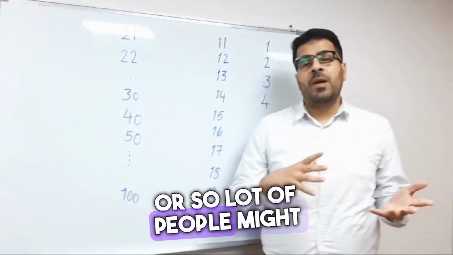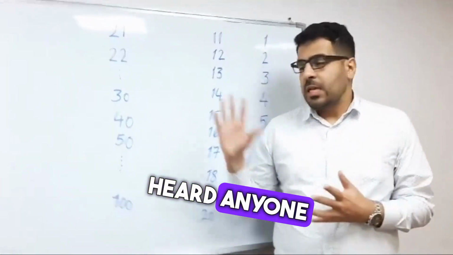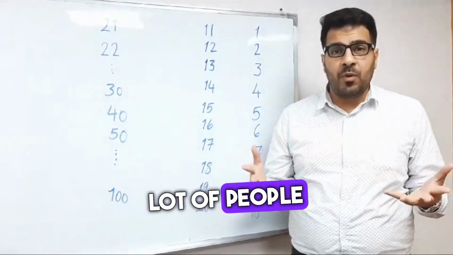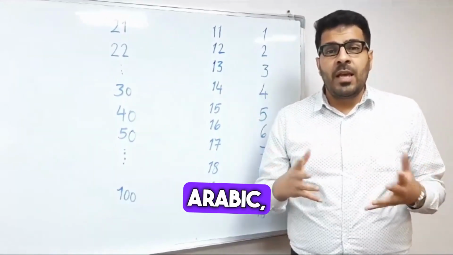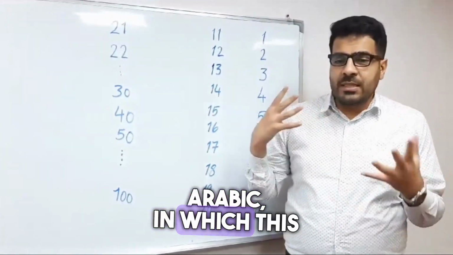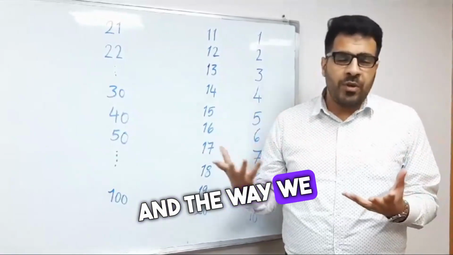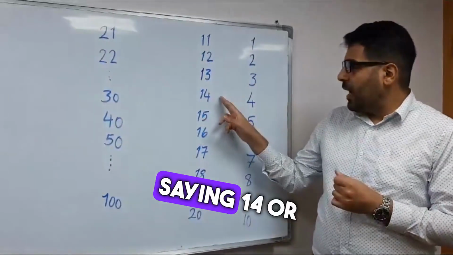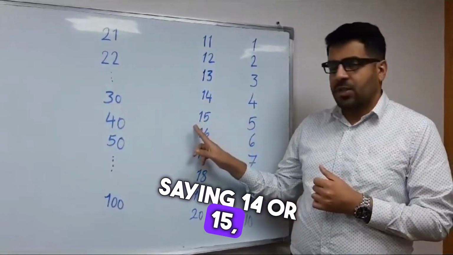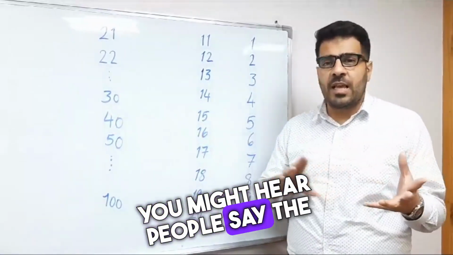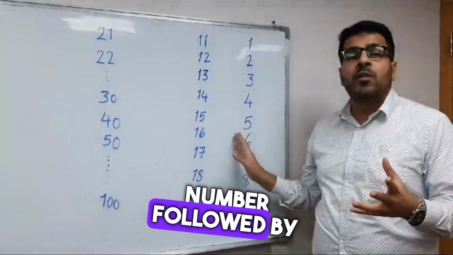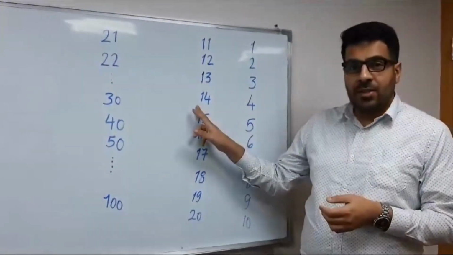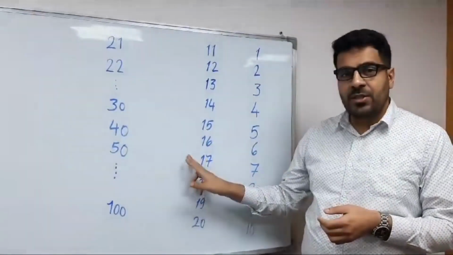So a lot of people might say we've never heard anyone say those numbers the way I just said them. The reason is a lot of people use colloquial Arabic, in which the way we pronounce numbers is slightly different. Actually, instead of saying 14 or 15, you might hear people say the number followed by tash. For example, 14, 16, and so on.